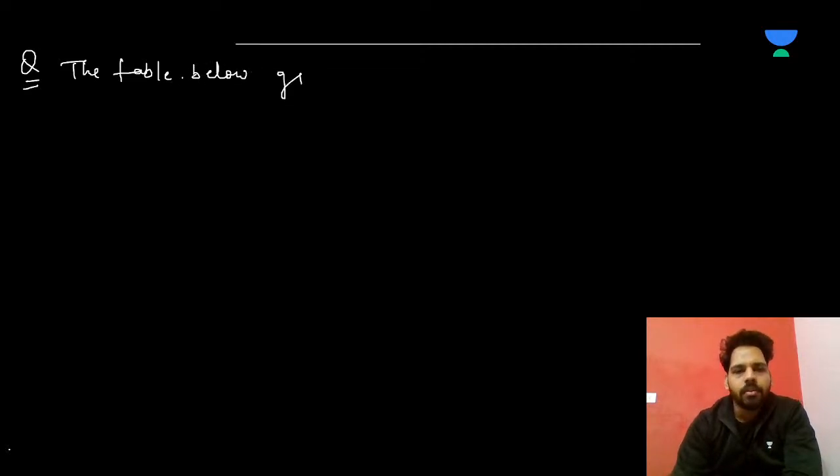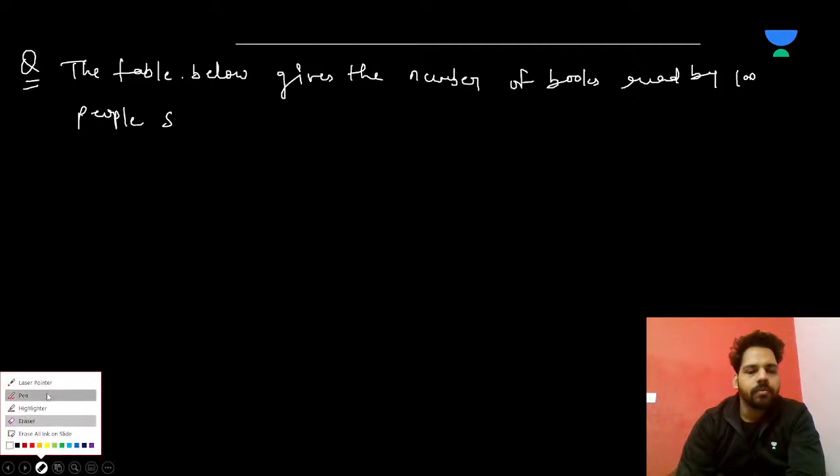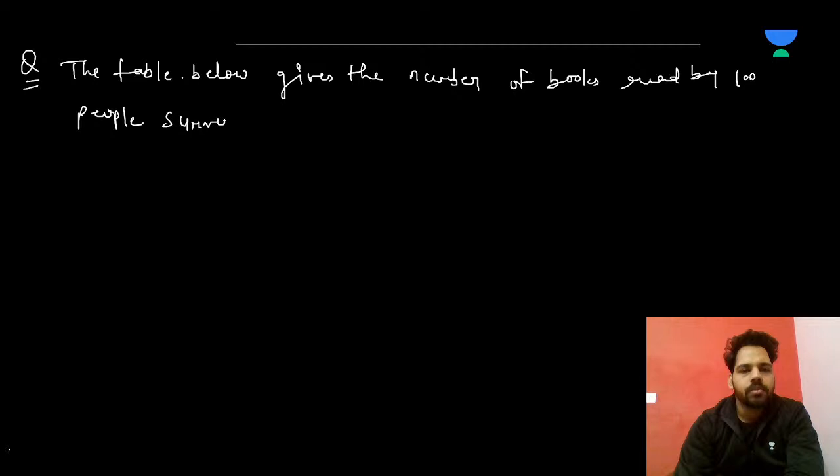So you can write the table here. The question will be like: the table below gives the number of books read by 100 people, surveyed in 2018.